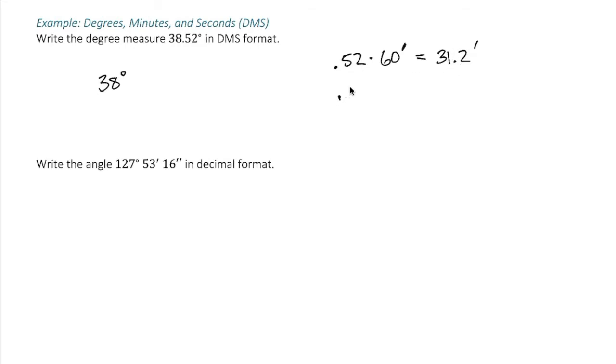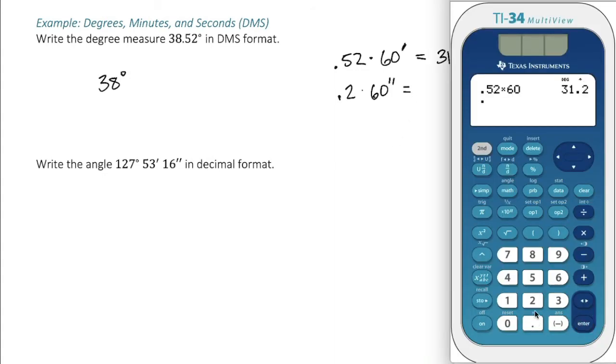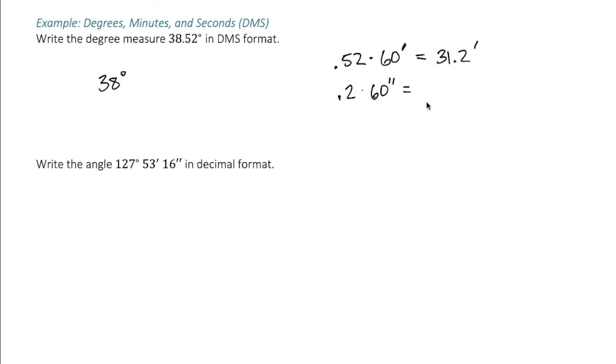So we take 0.2, and we're going to multiply by 60 seconds to find what portion we have. So again, in our calculator, 0.2 times 60, and we get 12. So this is 12 seconds. So we have our 38 degrees, and then the 0.52 degrees gave us 31 minutes and 12 seconds. So that's converting from decimal form to degree, minute, seconds form.